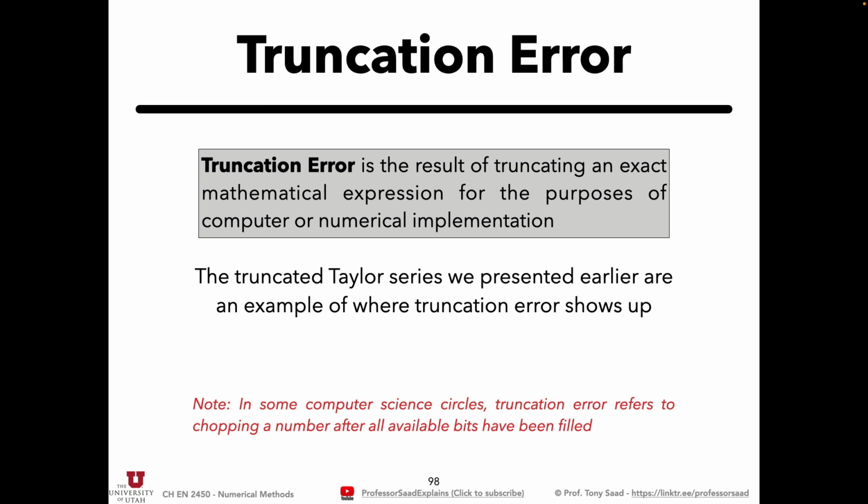Again, remember in computer science, sometimes they refer to round-off error as truncating a number that doesn't fit. Let's say you have a 32-bit precision number that you're trying to fit on a 16-bit register. Whatever doesn't fit, they call that the truncation error. It's technically truncation, but to us, we call it round-off. Just a matter of definitions.